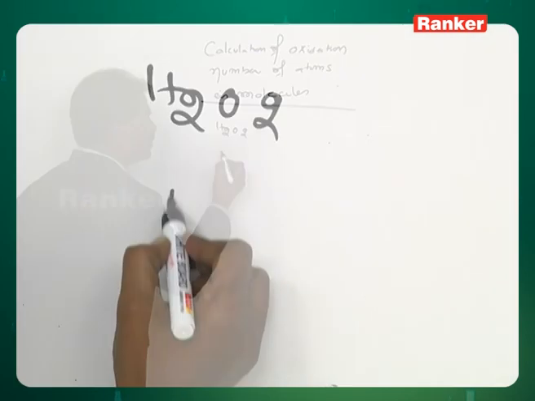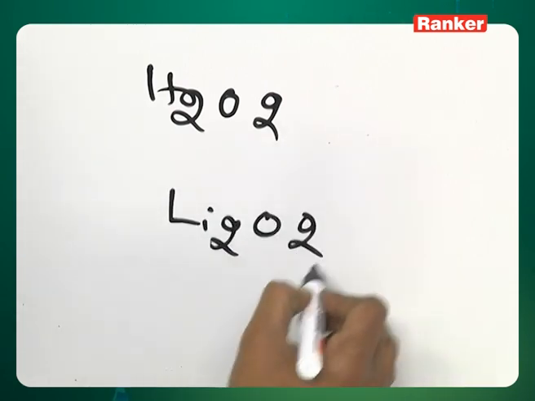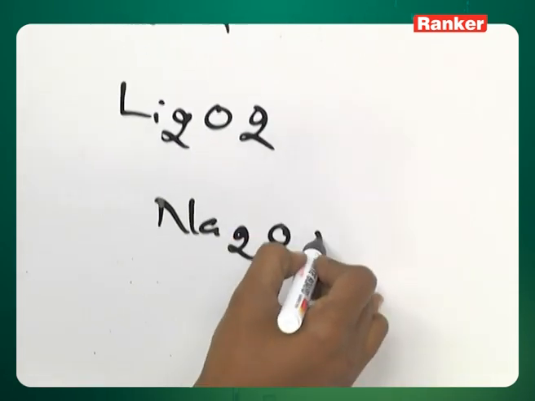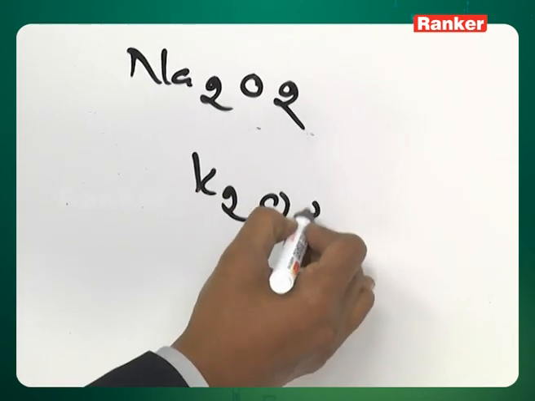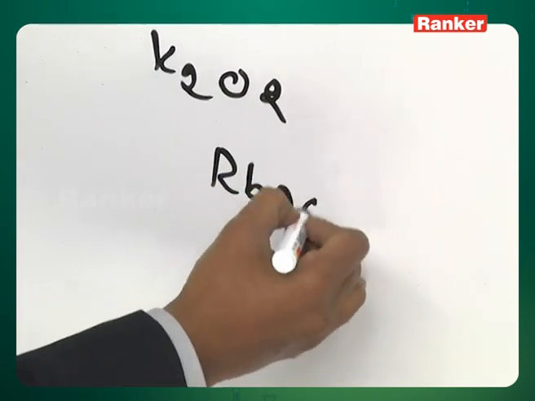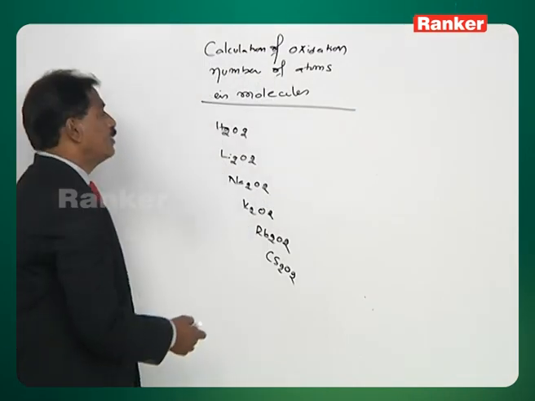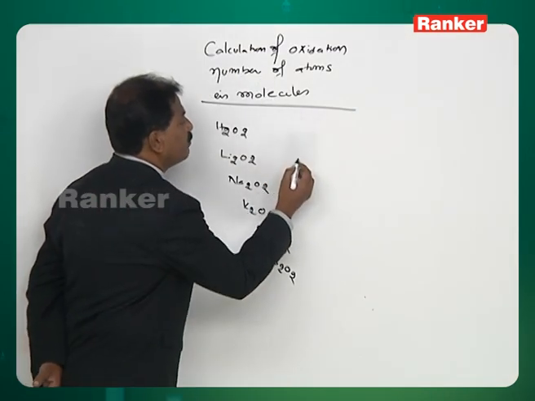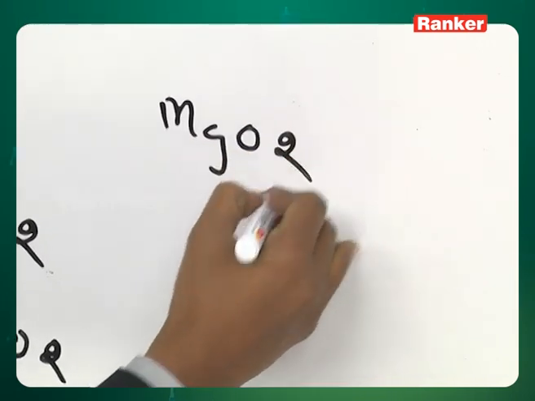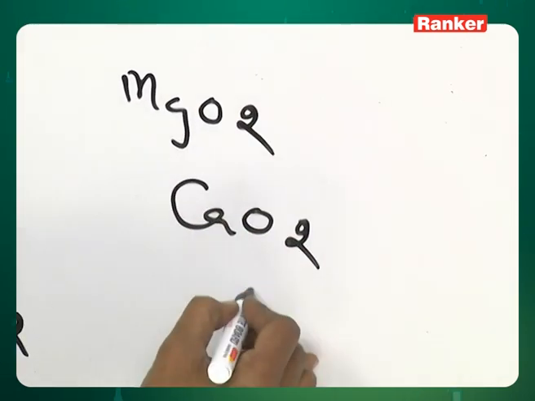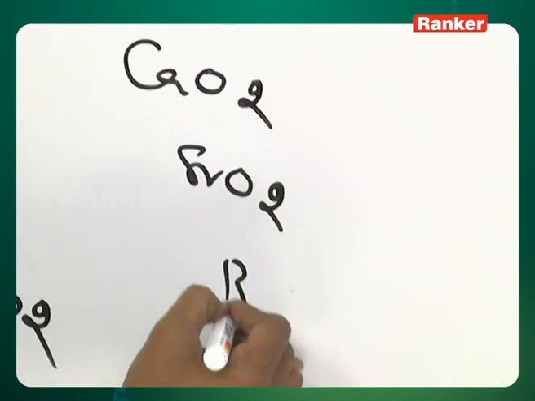This is hydrogen peroxide, this is lithium peroxide, this is sodium peroxide, this is potassium peroxide, rubidium peroxide, cesium peroxide. Next, here in the second vertical column: beryllium, magnesium, magnesium peroxide, calcium peroxide, strontium peroxide, barium peroxide.